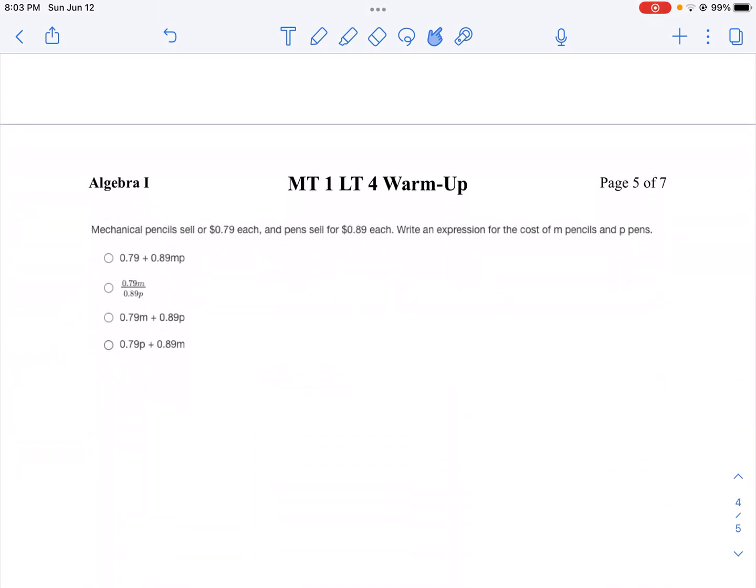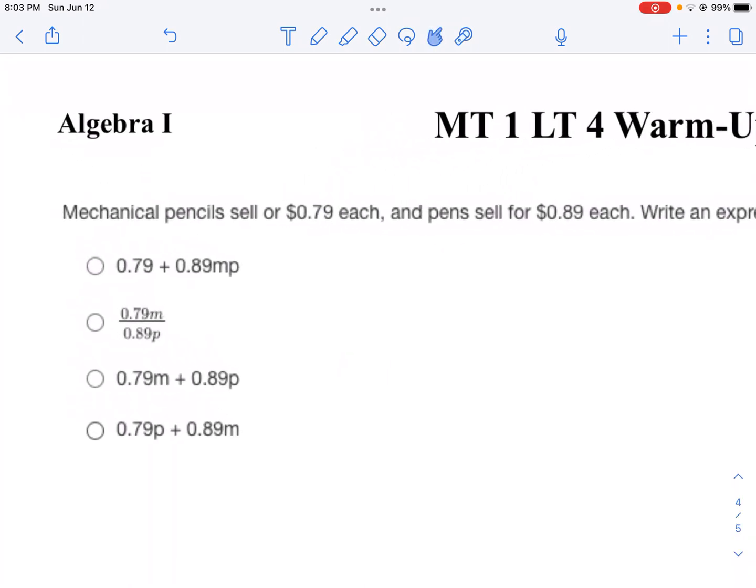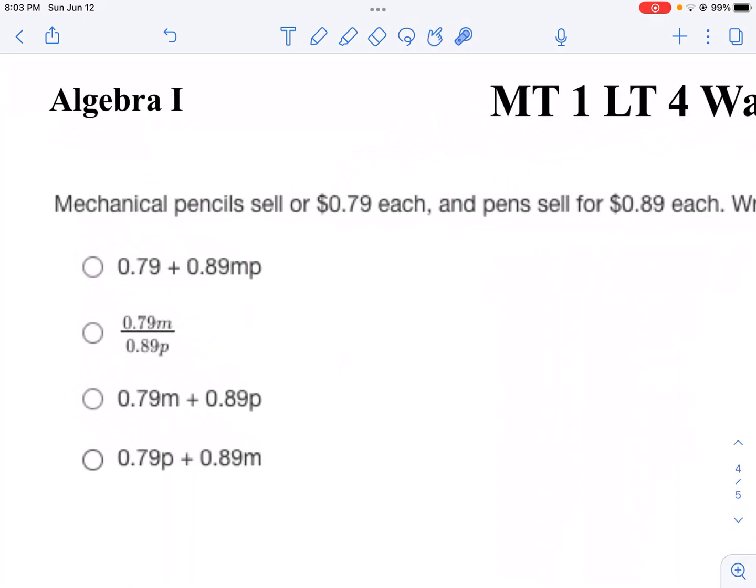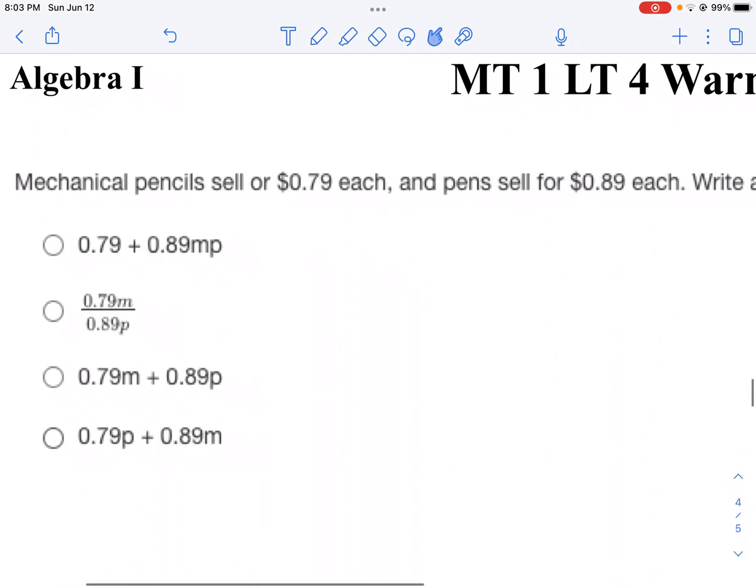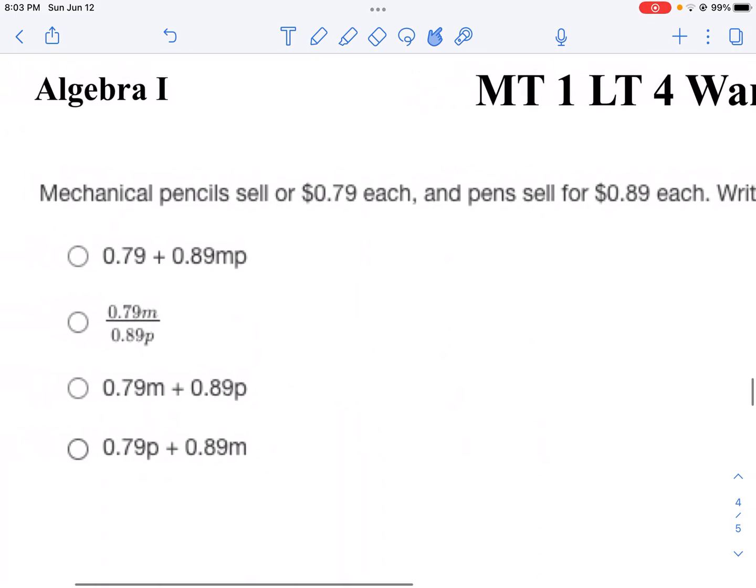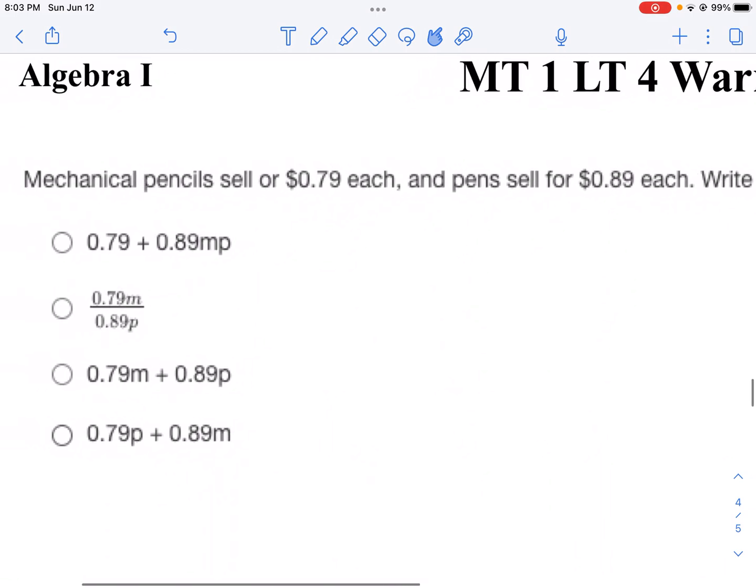On this problem, we have mechanical pencils sell for 79 cents each, and pens sell for 89 cents each. Write an expression for the cost of M pencils and P pens. I'm going to blow this up just a tad so you can see a little bit easier. Notice there's no variable on the first term, is there? And I'm not dividing for the second one. There we go. If I take 79 cents for the number of mechanical pencils and 89 cents for pens, that would be choice C, wouldn't it? Or third choice. That's what we would have there.